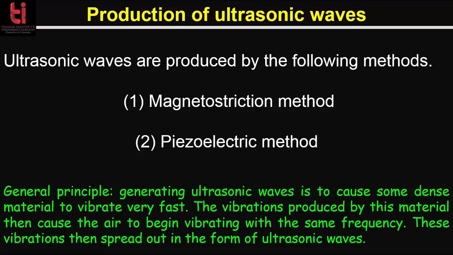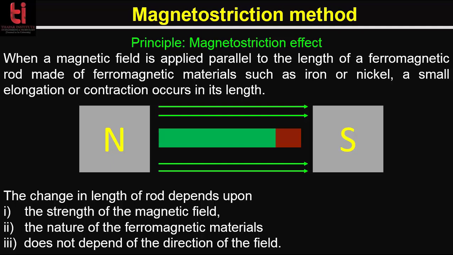These two methods, the magnetostriction method and the piezoelectric method, are very useful to produce ultrasonic waves. When we are talking about the production of ultrasonic waves, generally generating ultrasonic waves is to cause some dense material to vibrate very fast. The vibrations produced by this material then cause the air to begin vibrating with the same frequency. These vibrations then spread out in the form of ultrasonic waves. So in general, to produce ultrasonic waves, all you need is to cause some dense material to vibrate very fast. Here we are going to discuss the magnetostriction method.